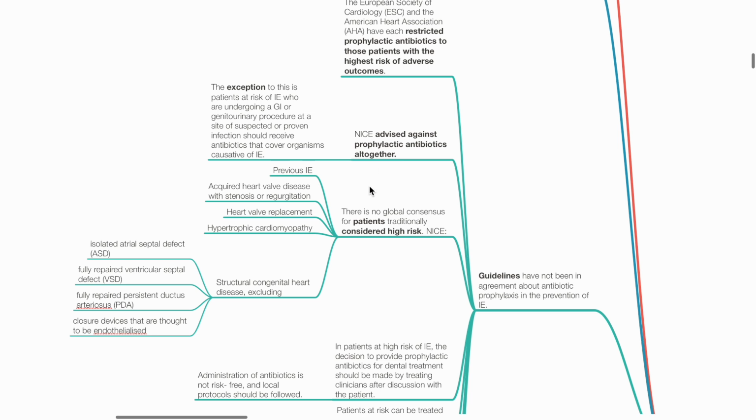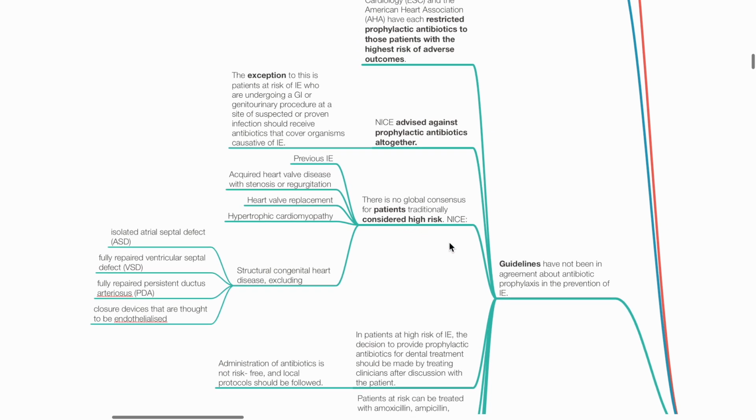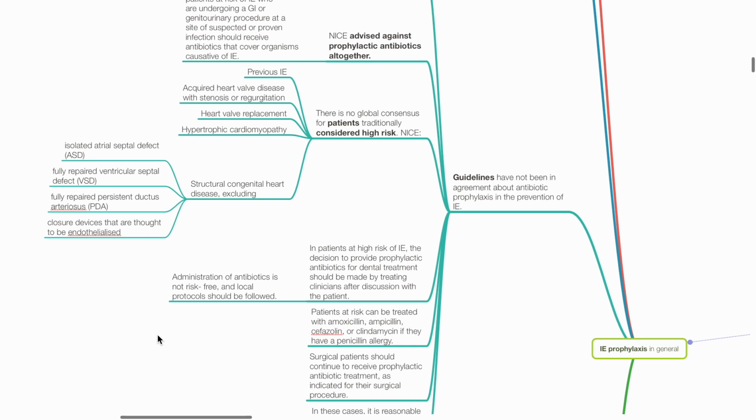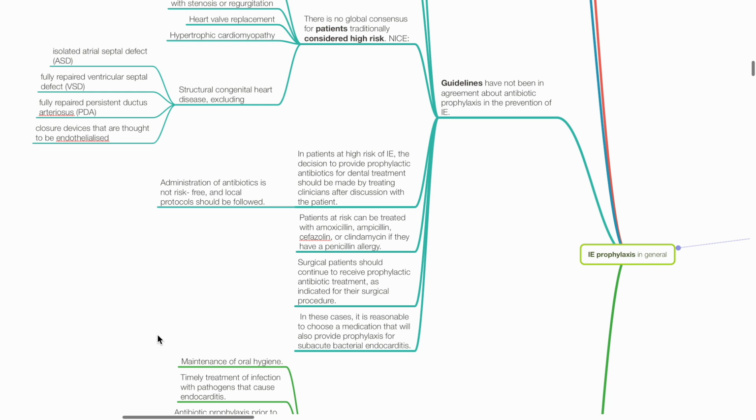NICE guidelines define high-risk patients as those with previous IE, those with acquired heart valve disease with stenosis or regurgitation, those with heart valve replacement, hypertrophic cardiomyopathy, and structural congenital heart disease, excluding isolated ASD, fully repaired VSD, fully repaired PDA, and closure device that are thought to be endothelialized. In patients at high risk of IE, the decision to provide prophylactic antibiotics for dental treatment should be made by the treating clinician after discussion with the patient. Local protocols should be followed.